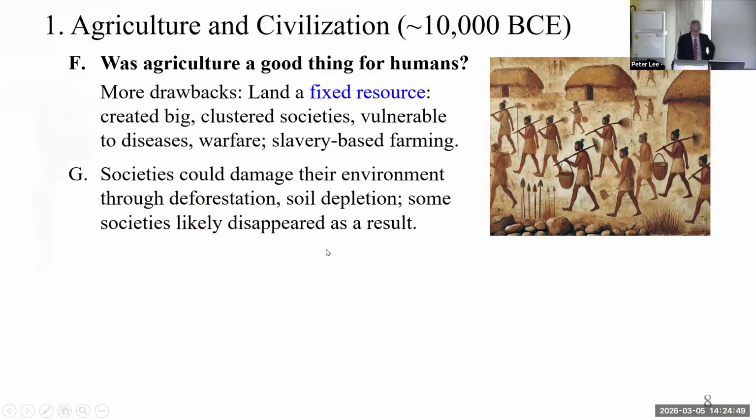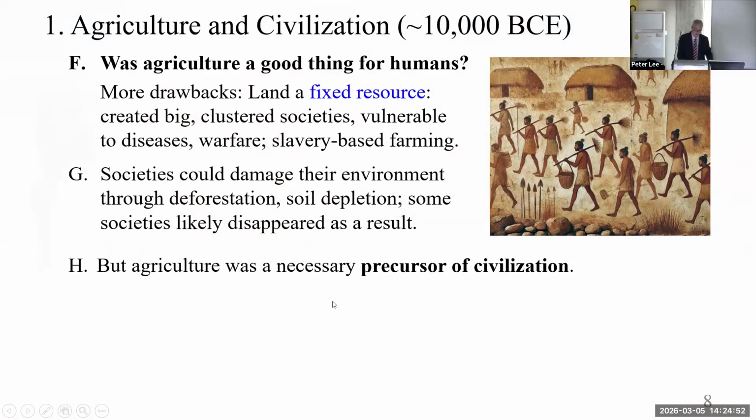These are some of the negatives. But at the end of the day, agriculture is seen as a good thing. Even with these drawbacks, agriculture is seen as a terrific thing because agriculture was a necessary precursor of civilization. Without agriculture, we would not have civilization. And we want to be civilized. We are all civilized beings. We don't want to be, what is the opposite of civilized?